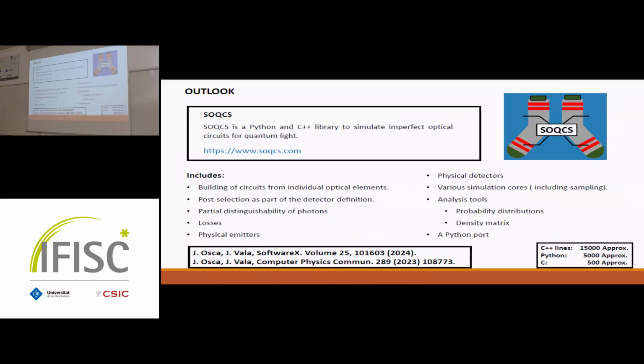SOQCS is, as a summary, a Python and C++ library to simulate imperfect optical circuits for quantum light. You can have the manual for this library. It includes building circuits from individual optical elements, post-selection as part of the definition, partial distinguishability of photons, losses, physical emitters, physical detectors, various simulation cores, some analysis tools like probability distributions and systematics, a Python port, and from this library, we also have 2 publications.